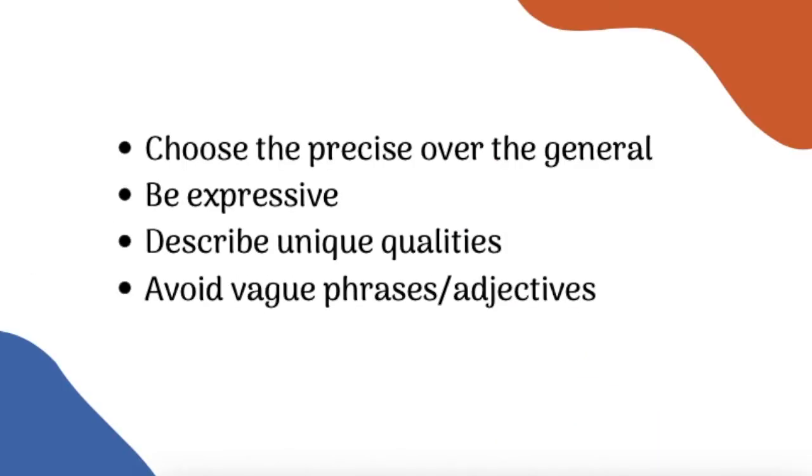There are some general tips you can take away from these examples. When you're trying to show instead of tell, you should always choose the precise over the general. Don't be afraid to be expressive. Find out what's unique or distinctive about the thing you're describing and focus on that. And avoid phrases like good or bad and pick more detailed adjectives.